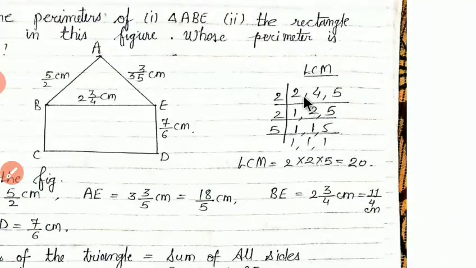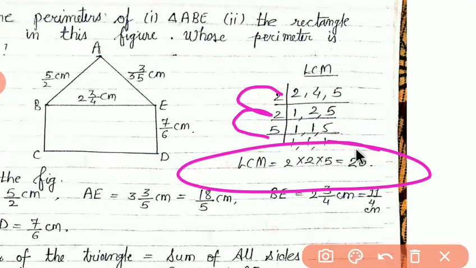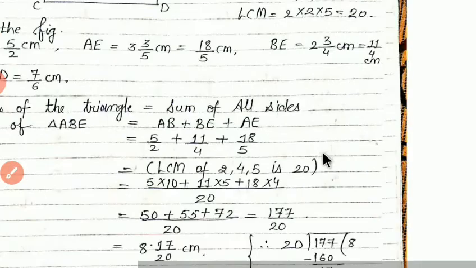Here we have written 2, 4 and 5. First we will take the smaller number. So 2 ones are 2, 2 twos are 4, and 5 as it is because we cannot divide 5 by 2. Again here 2 is given, so we will take 2 only. 1 as it is, 2 ones are 2 and 5. Now we have to divide by 5. So 1, 1 and 5 ones are 5. So the LCM will be 2 into 2 into 5, which is equal to 20. By this method we have to find the LCM.